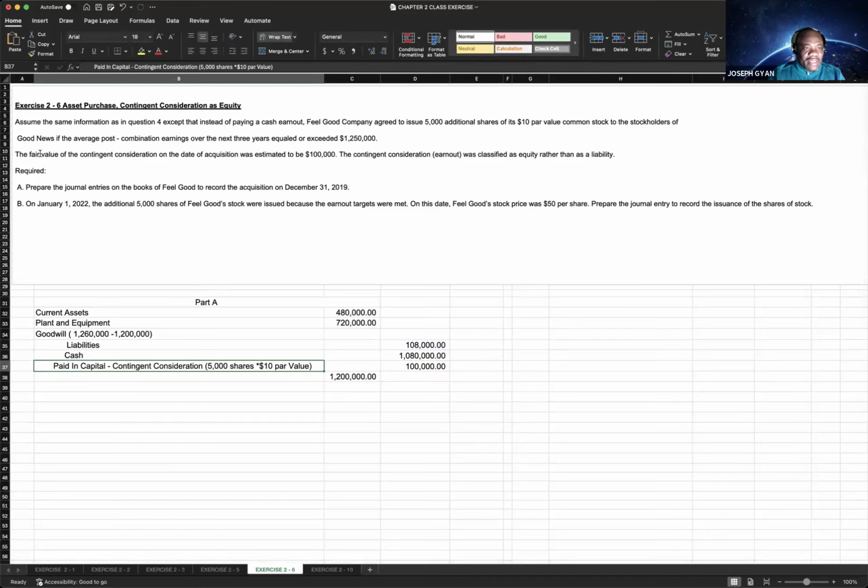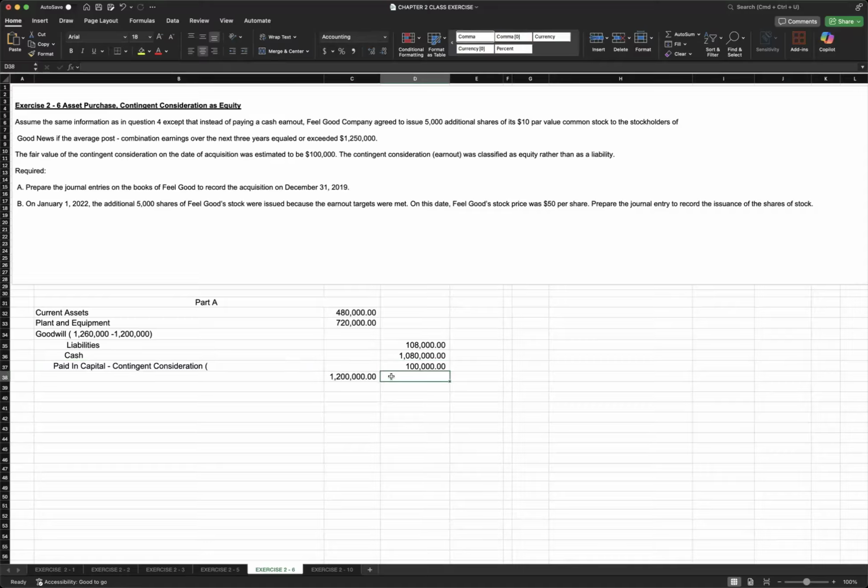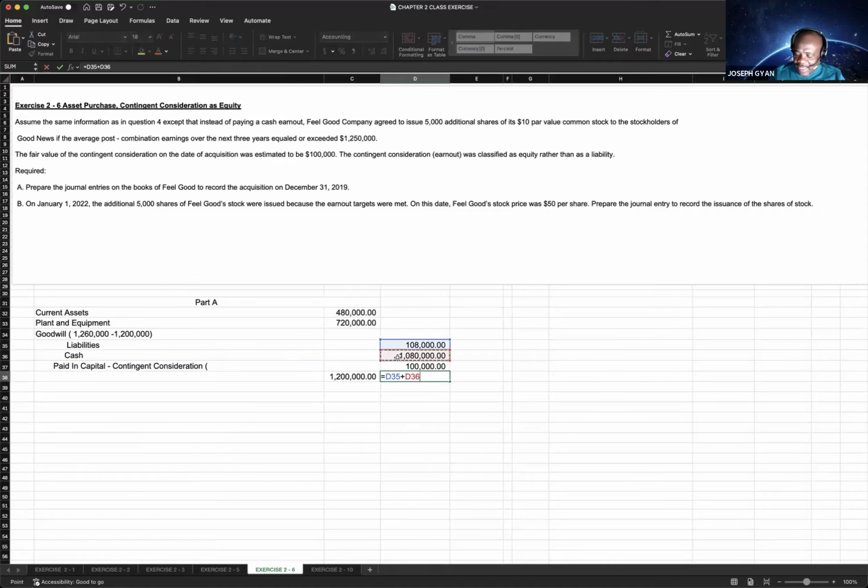It's right here. You see, the fair value of the contingent consideration on the date of acquisition was estimated to be 100,000. So let's take this one, and we'll come to the next stage. It's 100,000. That's why we put 100,000 here. Does that make sense now? Yes, Professor. Okay. I really love the way you guys ask questions. Based on that, we can calculate the goodwill, right? Remember, the goodwill is the difference.